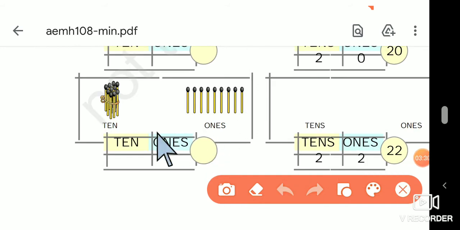Write bundle of 10 in tens and loose in ones. Tens write 1 and ones. Let's count 1 2 3 4 5 6 7 8 9. Loose matchsticks are 9, so write ones 9. 1 ten and 9 ones is equal to 19.